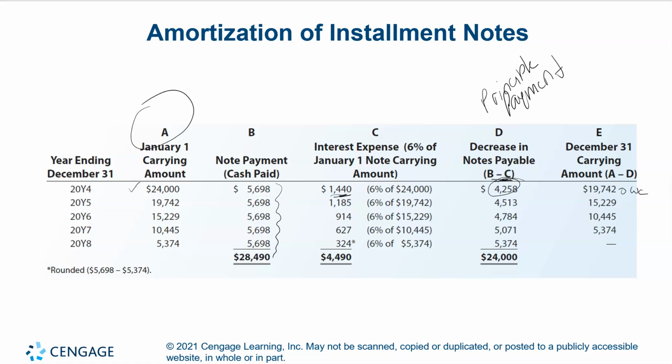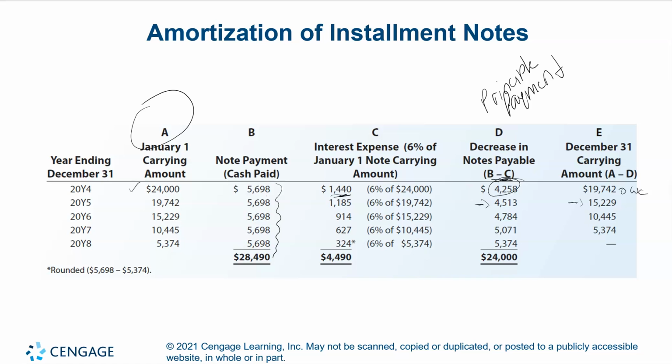All right, so let's look at year 2. We start with our $19,742. We always pay $5,698, but this time our interest expense went down because we only multiply 6% times our new carrying amount. That leaves more to go towards principal, and then we get to a new carrying value.